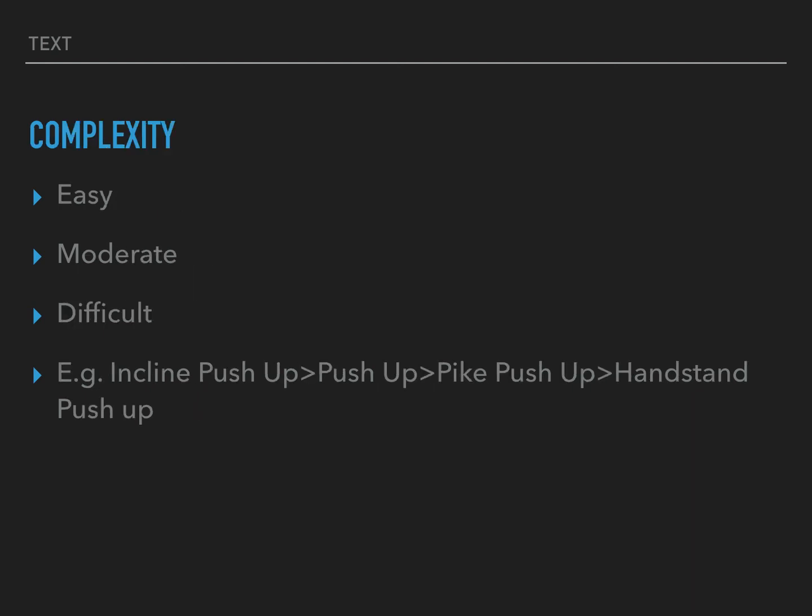Okay, so complexity, that's a nice easy one for me, because it is just how hard an exercise gets. So you go from easy to moderate to difficult. An example of that would be incline press up, pike press up, and then handstand press up. And that would be your progression. So they're all one form of a press up or a push up, but each is harder than the other. So each advancement is harder than the other. And you get handstand push up, and it's about as hard as you get for push ups or press ups when it comes to complexity. But this could be said for many exercises.